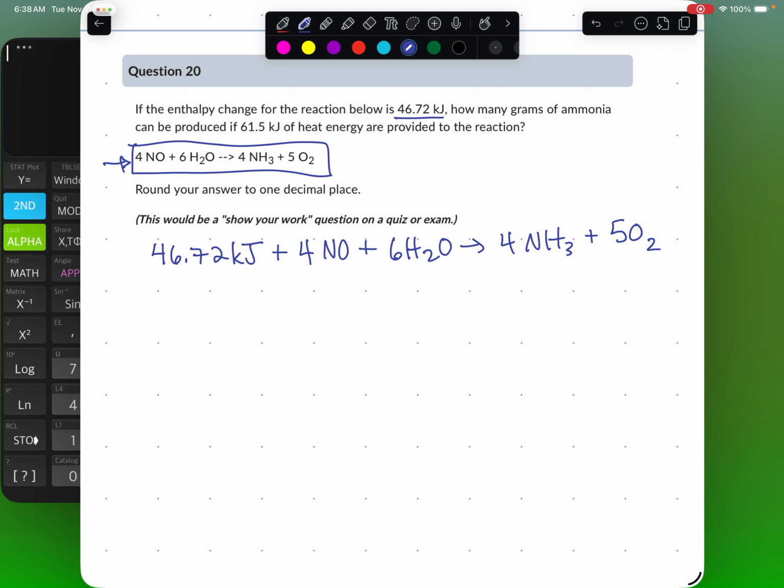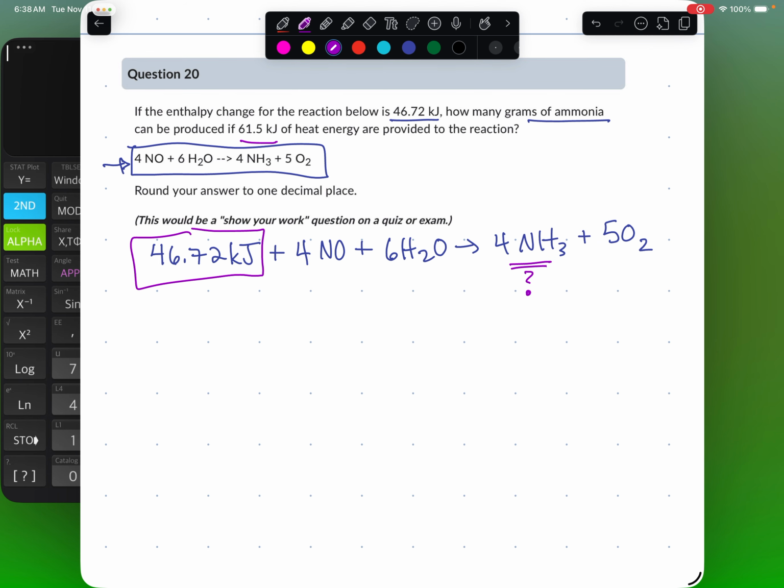And it asks for grams of ammonia. And so there's our ammonia. This is what we're looking for, that can be produced if that much heat energy is provided. Now, the reaction with this stoichiometry takes that amount of heat energy, but we're saying let's only give it 61.5 kilojoules of heat. So we're giving it more, actually, than it needs for this stoichiometry.